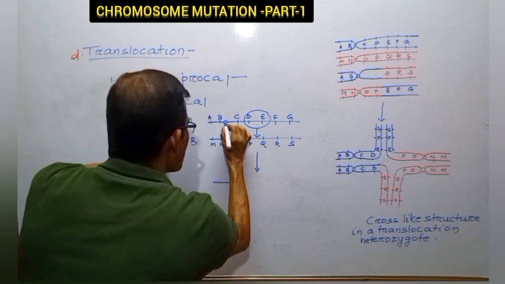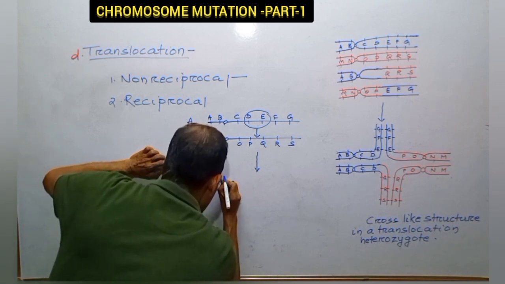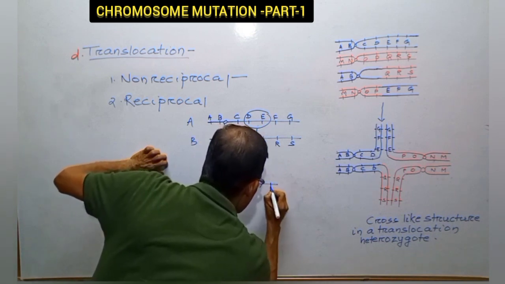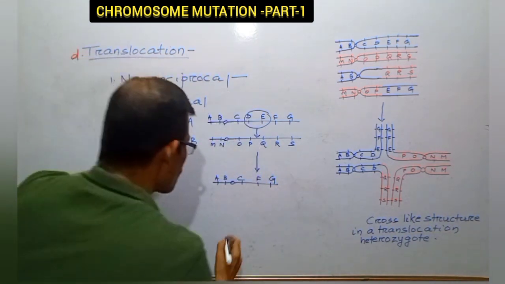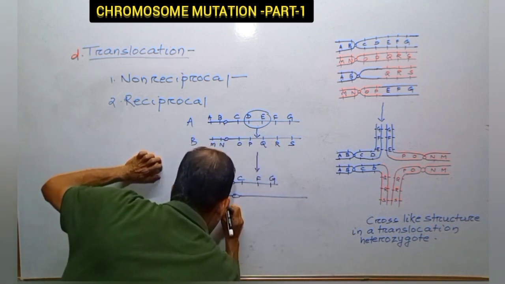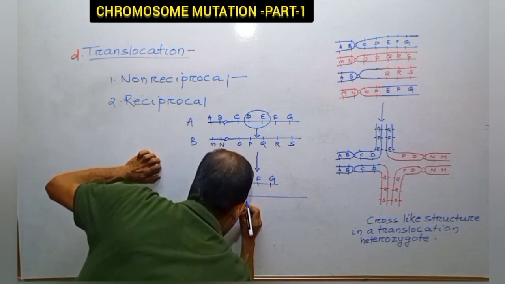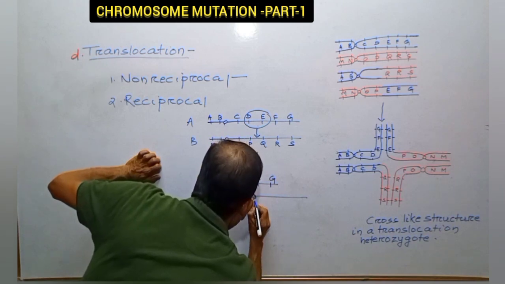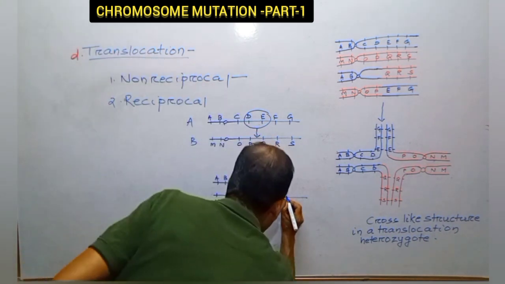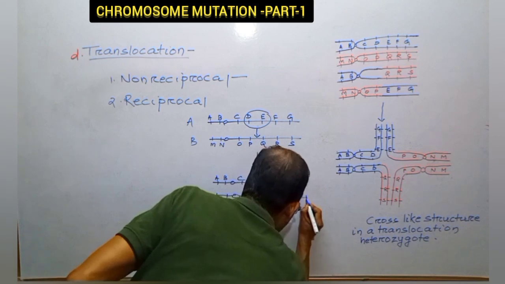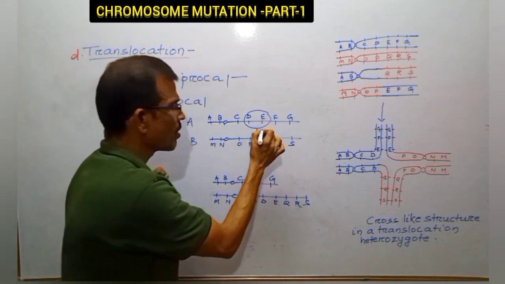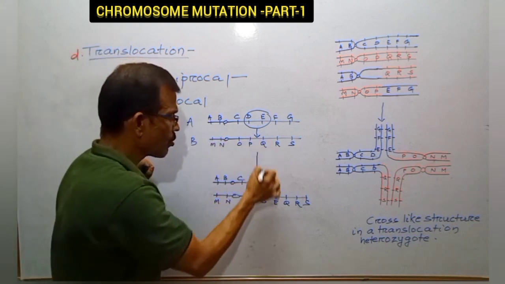So here these are the centromeres and the sequence is A, B, next one is C, F and G, and the other chromosome is like this: M, N, O, P, next D and E, then Q, R and then S. So in this process, the segment DE is transferred unidirectionally from chromosome A to chromosome B.